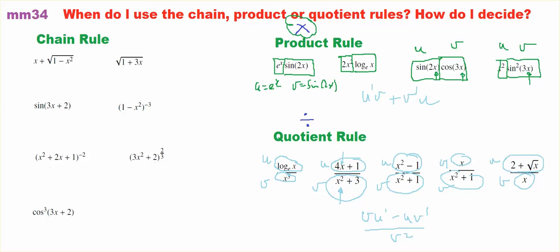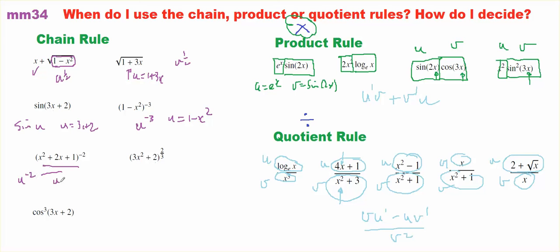The chain is the trickier one because it looks a little bit more complicated. I can take the derivative of x, but I can't comfortably take the derivative of this, but I turn it into u to the half, where u equals the inside bit. I turn this into u to the half, where u equals 1 plus 3x. I turn this into the sine of u, where u equals 3x plus 2. I turn this into u to the negative 3, where u equals 1 minus x squared. I turn this into u to the negative 2, where u equals x squared plus 2x plus 1. And the same thing here, you turn this into u to the 2/3, where u equals 3x squared plus 2. So, if I have something raised to a power and I can use a rule to do that, then whatever is inside I make equal to u.